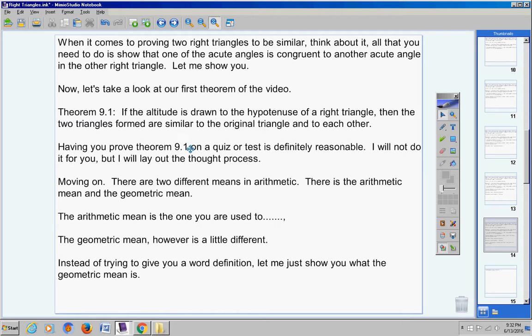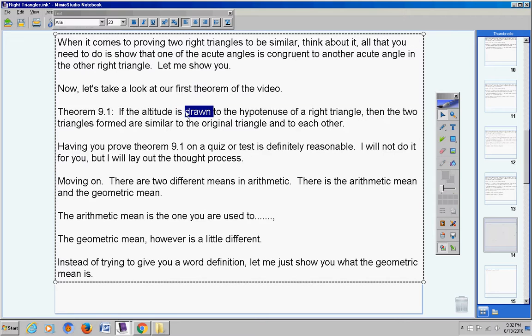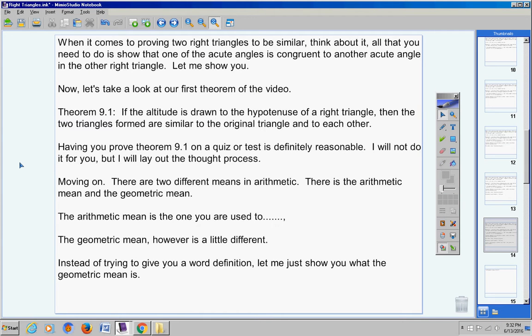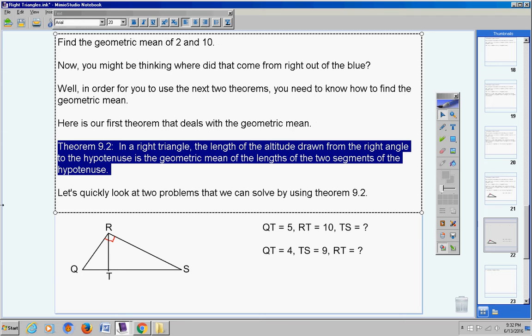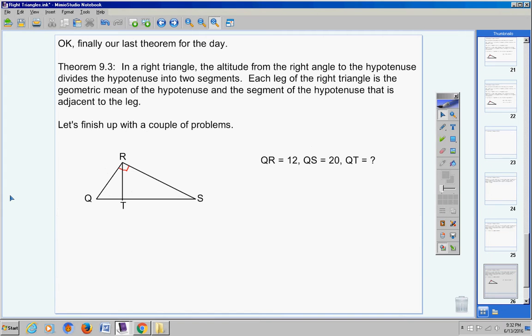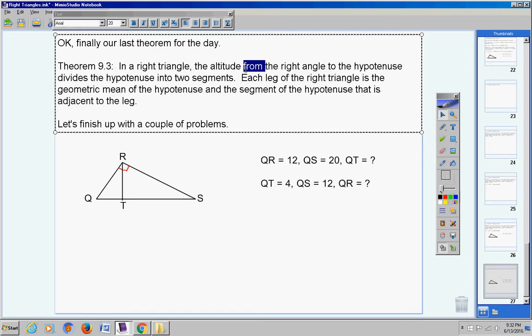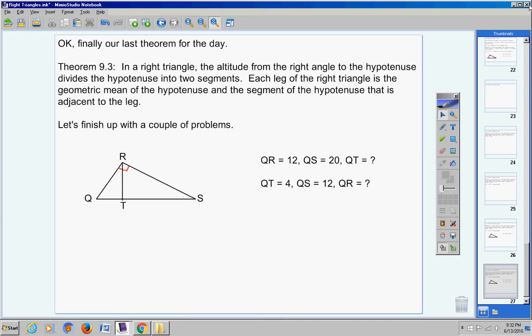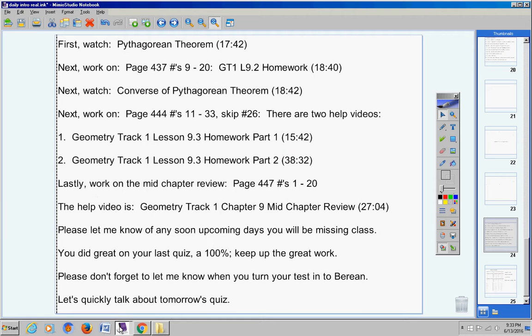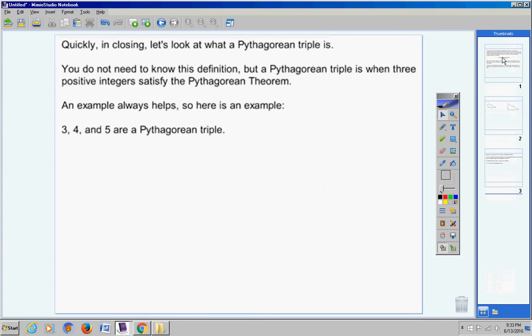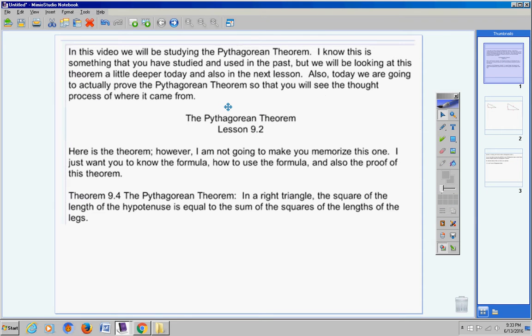I will not make you do the proof of Theorem 9.1 on your quiz, but I might on a test, okay? So, know this Theorem 9.1 for the quiz tomorrow. What else do we have here? Know Theorem 9.2, alright, for your quiz tomorrow. And know Theorem 9.3 for your quiz tomorrow, okay? Now, the next 2 files I'm going to go over, you have not taken notes on yet, okay? Understand that. So, you can watch this later or just make side notes, whatever, okay?